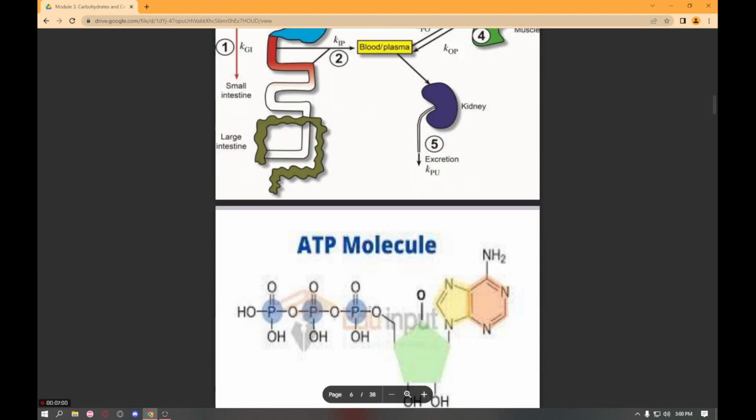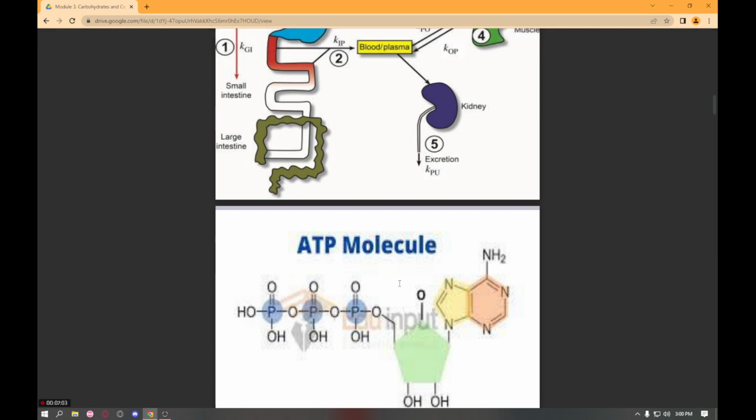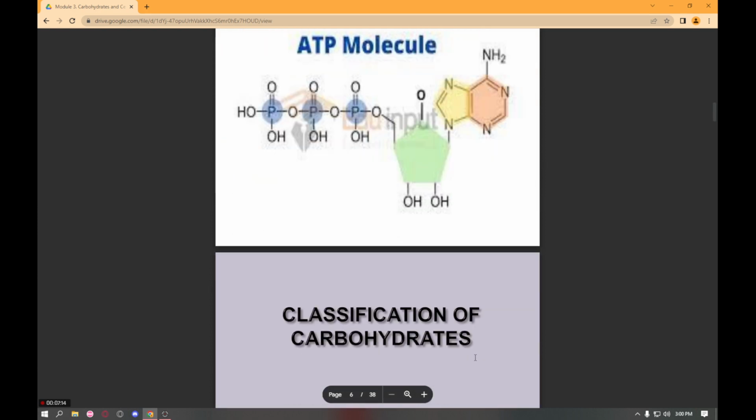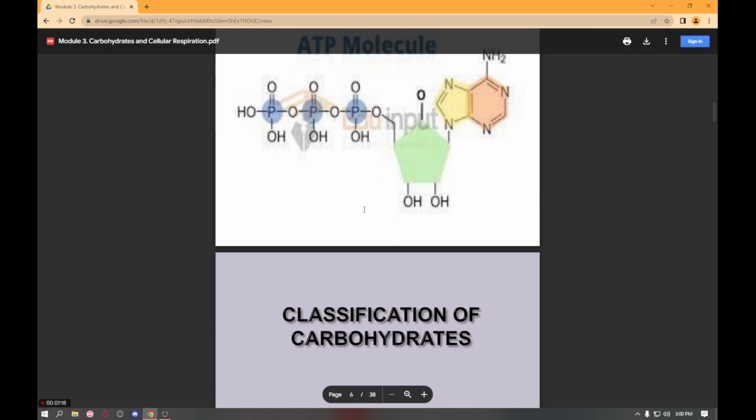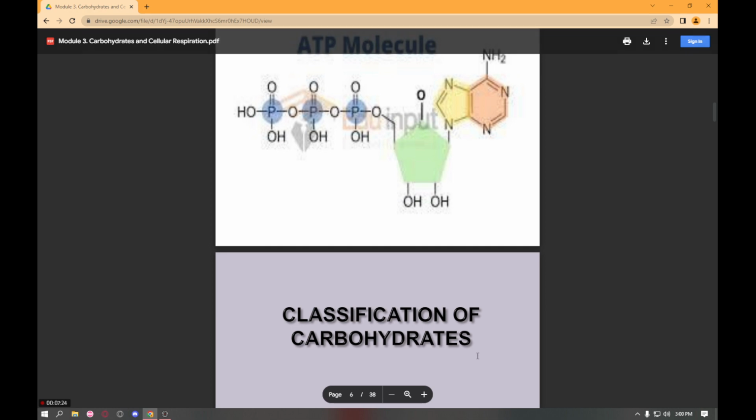So what is an ATP molecule? I have mentioned this already. Your ATP is the currency of energy, which is used during metabolism. So here, your carbohydrates. Later, let us see what ATP is. So we will add an application. So this one is the classification of carbohydrates.